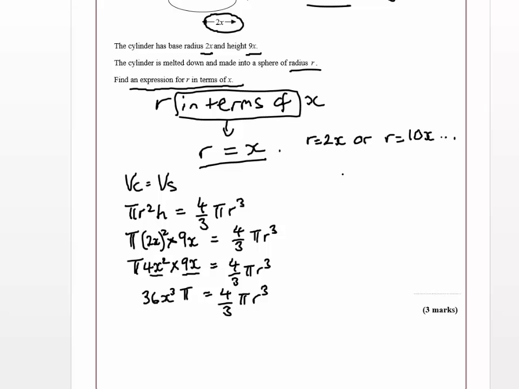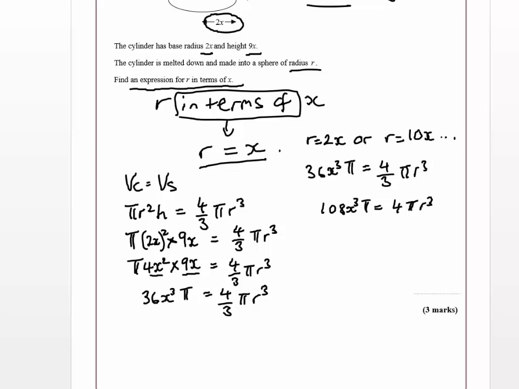What I'm going to do is equate this now. 36x to the power of 3 pi, and 4 over 3 pi r cubed. I'm going to get rid of the fraction here, so I'm going to multiply both sides by 3. That's going to give me 108x to the power of 3 pi, and all you're going to end up with here is 4 pi r cubed. Listen very carefully now.